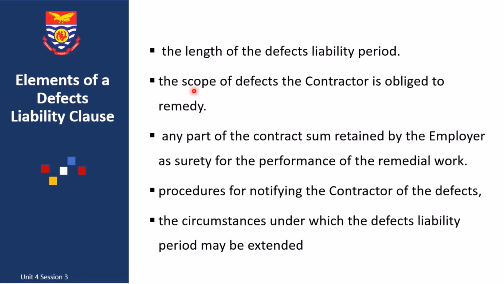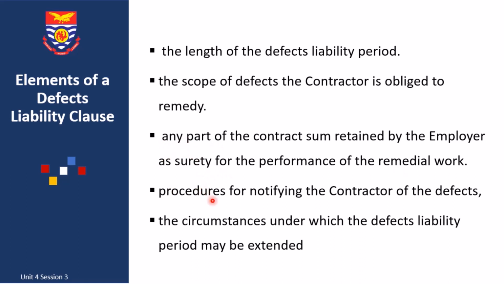So you have to determine what is going to be covered by the defect liability guarantee, what is going to be covered as a defect, what is going to be covered by the contract in situations where the defects arise, and in what conditions the money or the defect liability guarantee will be used to fix any damages. Then the next one is any part of the contract sum retained by the employer as surety for the performance of the remedial work, which is also stipulated in the defect liability clause.